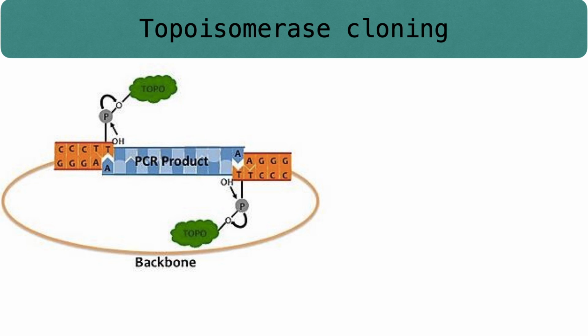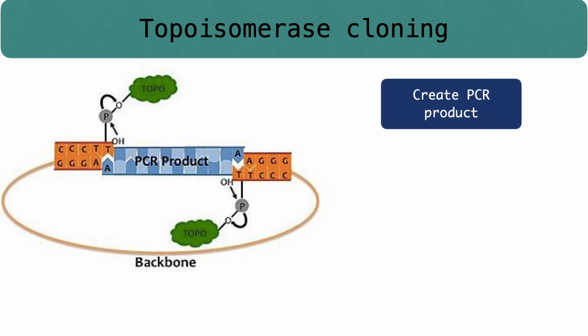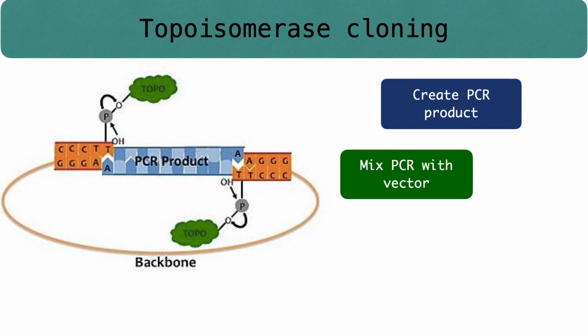So in this type of cloning, at first we have to create our PCR product, the PCR product for our DNA that codes the specific gene we want to clone. So we have to design specific primers to amplify our DNA strand or gene of interest that we want to clone, and we can use any PCR protocol we want. After creating the PCR product for our gene of interest, we have to mix this PCR product with a specific vector, which is the topoisomerase vector.